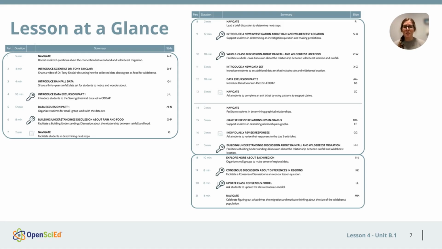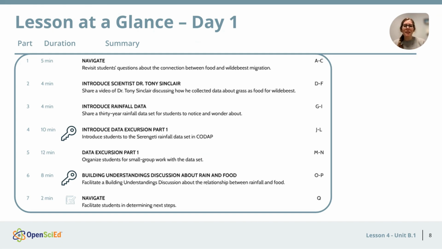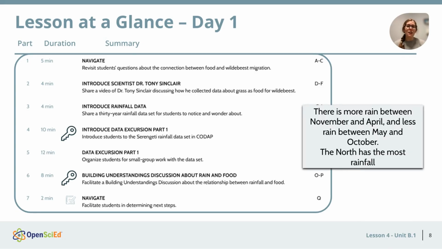Next, the sense-making loops. We've got 3 sense-making loops with 7 key moments that we're going to be going over today. Let's see the first sense-making loop. So with sense-making loop 1, the students are going to be completing their first data excursion, where they're going to be looking at Serengeti rainfall data across 3 different locations in the Serengeti and having a discussion about it. The students are going to figure out that there is more rain between November and April and less rain between May and October, and that the North has the most rainfall of all, which leads the students to wonder, how does this connect to wildebeest location?